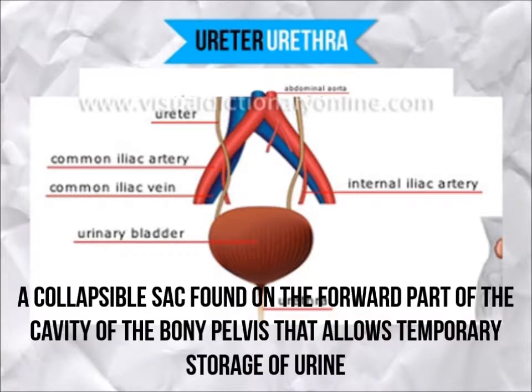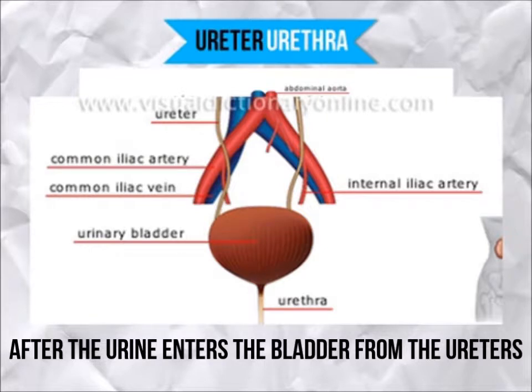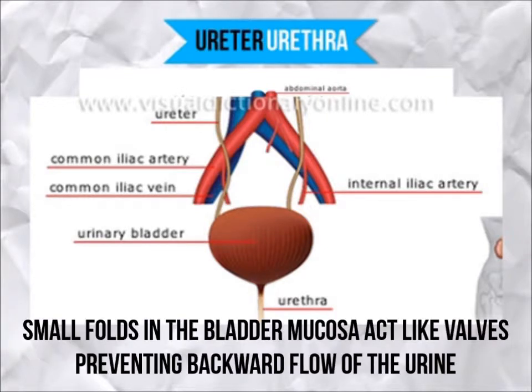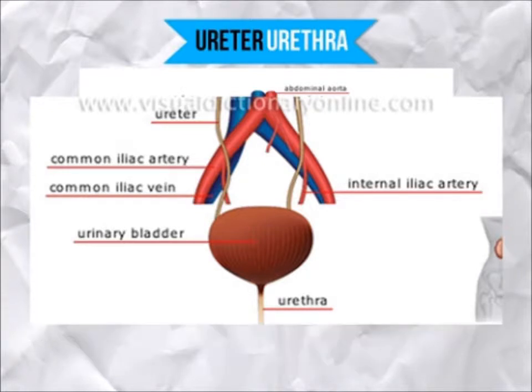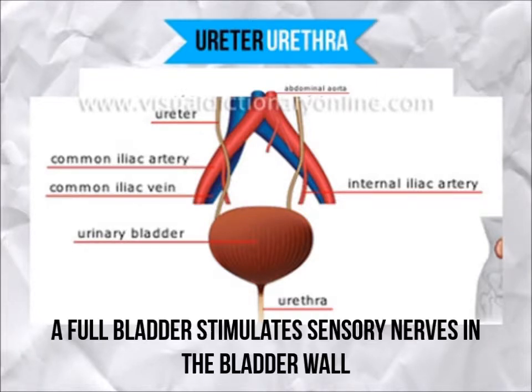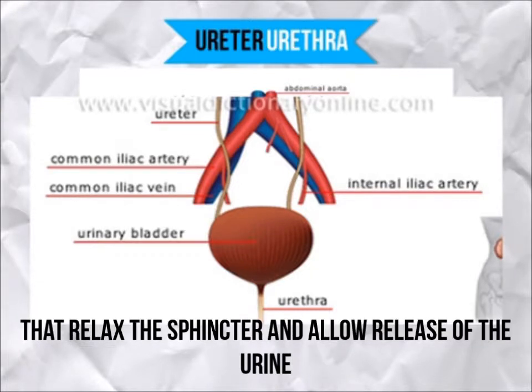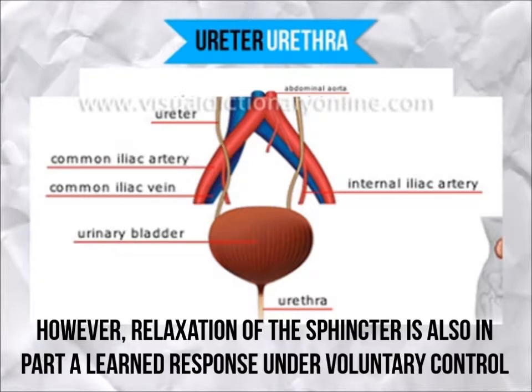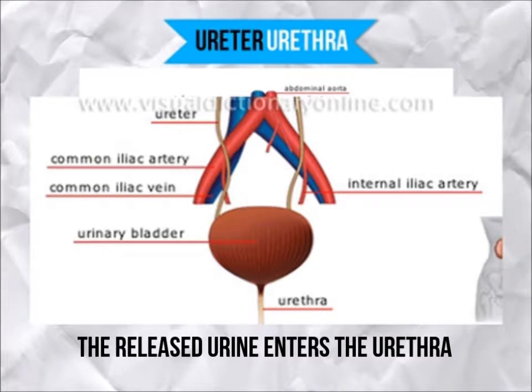The bladder is a collapsible sac found on the forward part of the cavity of the bony pelvis that allows temporary storage of urine. After the urine enters the bladder from the ureters, small folds in the bladder mucosa act like valves preventing backward flow of the urine. The outlet of the bladder is controlled by a sphincter muscle. A full bladder stimulates sensory nerves in the bladder wall that relax the sphincter and allow release of the urine. However, relaxation of the sphincter is also in part a learned response under voluntary control. The released urine enters the urethra.